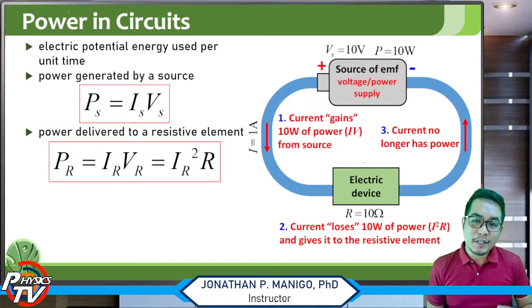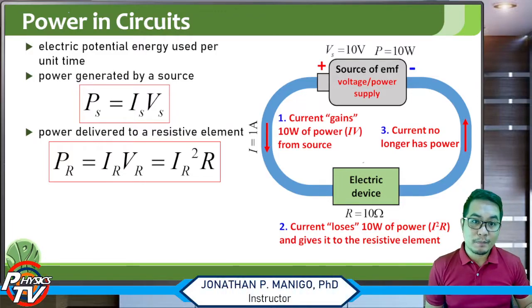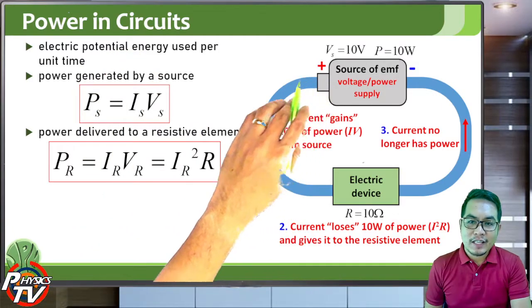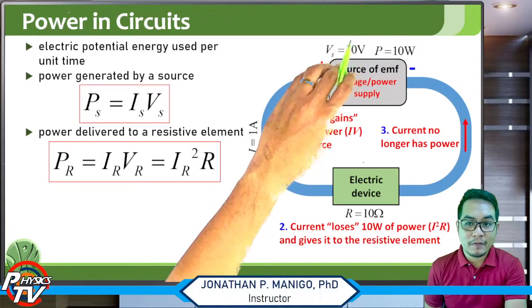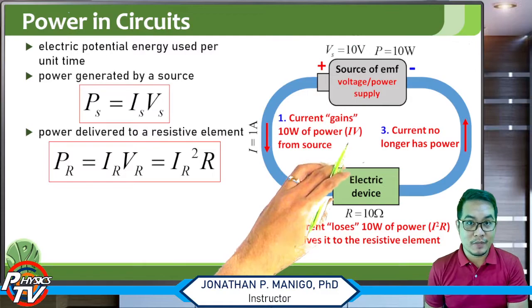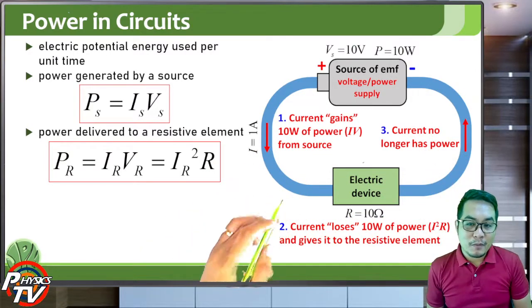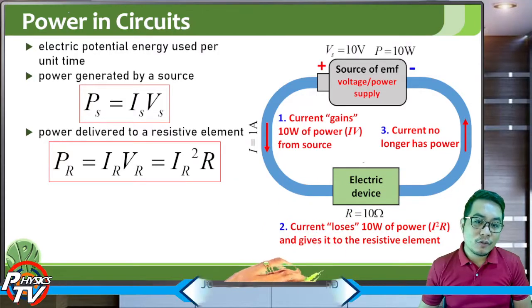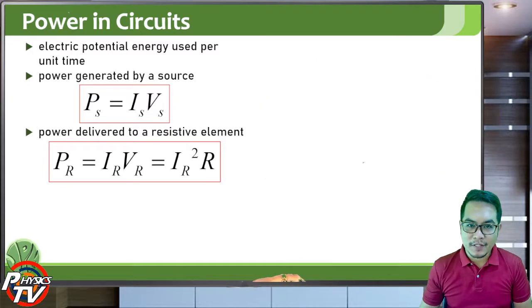Current delivers power, and in relation, current delivers energy, because power is just energy per unit time. So current gains energy or power from the source, and loses it because it delivers it. It gives energy and power to the resistive element or to the electric device. So current delivers power and energy to resistive elements.